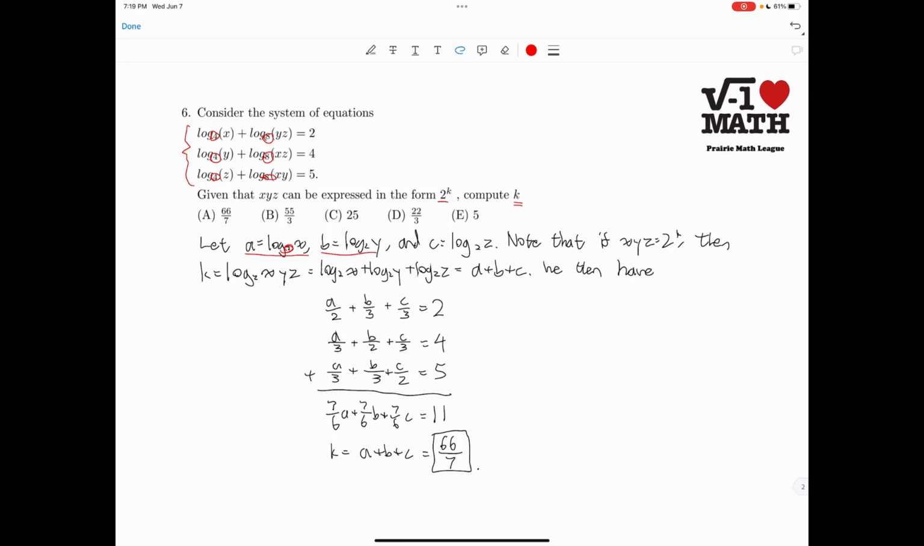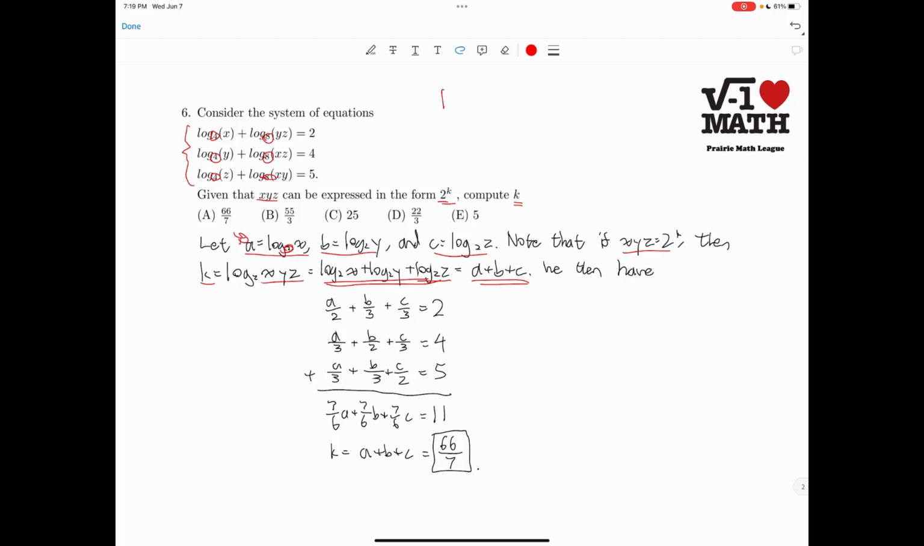Now, we do the same thing for b and c. And notice that since xyz is equal to 2 to the power of k, we have that k is equal to log base 2 of xyz, which is the sum of these since this just becomes a sum of logarithms, and we just apply the substitutions that we just defined.